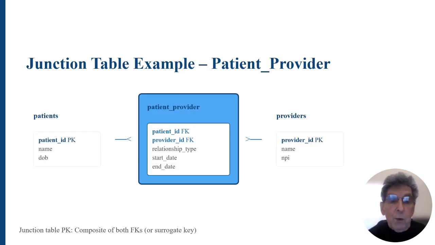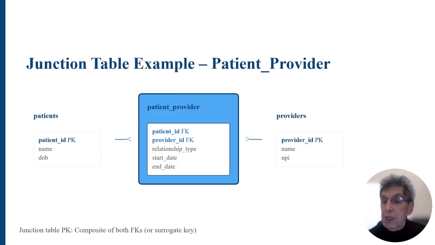Let's look at the structure in more detail. Here you see the patient ID as a primary key, the first name, date of birth. The providers table has a provider ID as a primary key, name and NPI number. The patient-provider junction table is going to have the patient ID as a foreign key to patients and the provider ID as a foreign key to providers, and the relationship type like primary care, specialist, what have you, and a start date and end date.